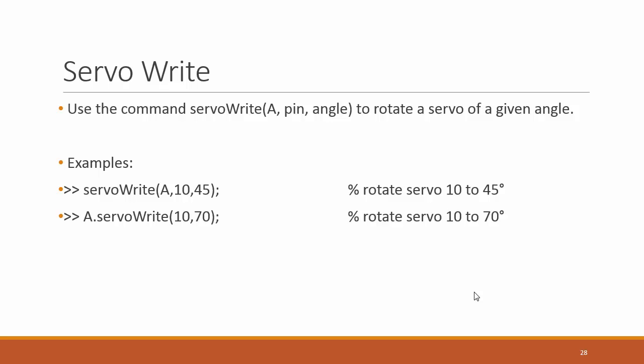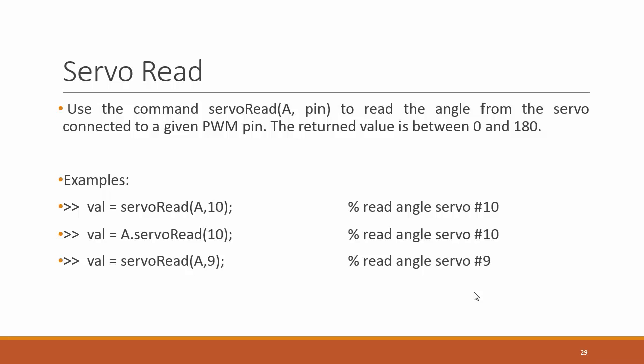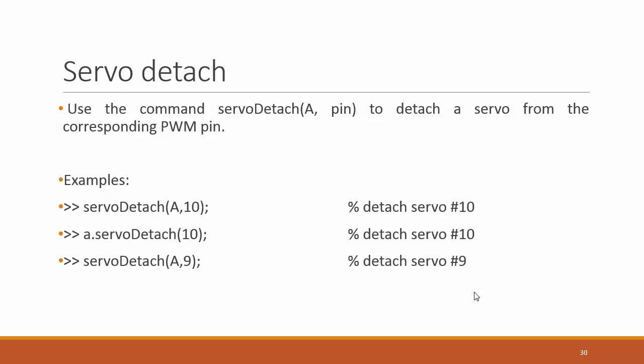To send an angle to the servo, we use the servo write command using the number of the pin and the value in degrees, usually from 0 to 180. To read the angle of the servo, we use the servo read command just specifying the pin. To detach a servo, we use the detach command.